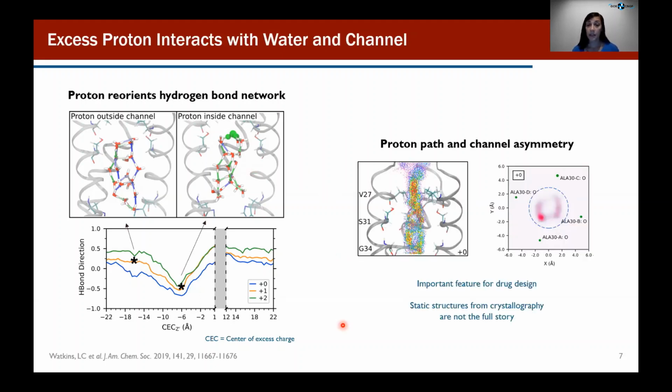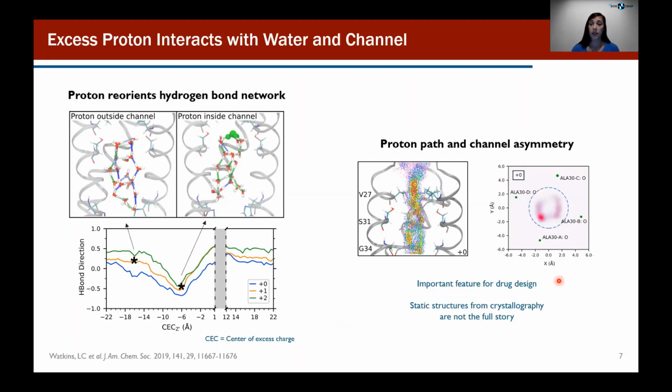And another thing that I studied in this project is the proton's path through the channel and how that relates to the asymmetry of the channel. And so here on the left, you can see a density of where the proton likes to be as it travels through the channel. And then on the right is a slice of this density, where we're looking just at a slice through the channel and looking at a 2D histogram of where the proton likes to be.